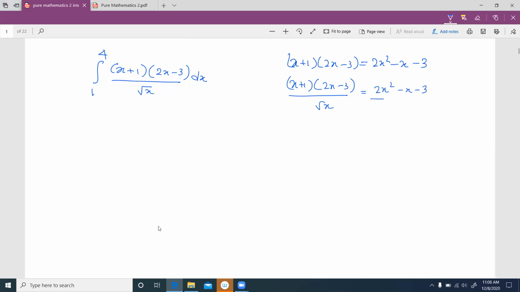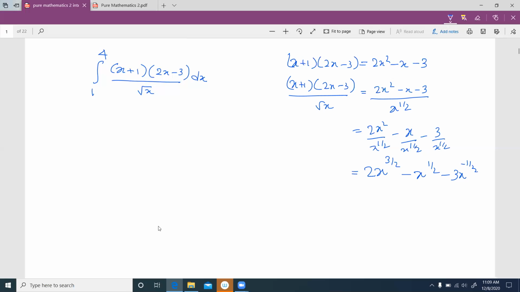Then we know that the square root of x is x to the power half. That means you can divide these individual terms by x to the power half. So this answer you can write as 2x squared divided by x to the power half, minus x to the power 1 divided by x to the power half, minus 3 divided by x to the power half. So still not integrating, I'm just simplifying this. If you divide, the powers get subtracted: 2 minus half is 3 over 2. Minus x to the power 1 minus half, which is half. And you can bring it up and write minus 3 x to the power minus half.